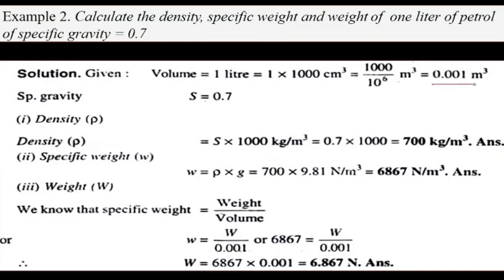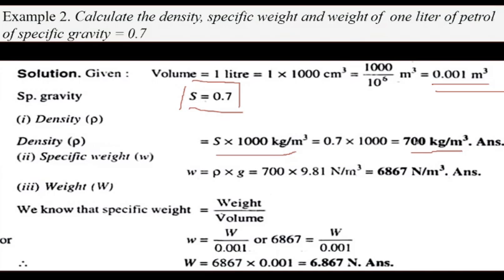So 1 by 1000 meter cube is just a conversion from centimeter cube to meter cube. Okay, so specific gravity is given as 0.7. What we have to find? We have to find density. In the example I have shown how, if specific gravity is given, we find density. We just multiply with the density of water, that is S into 1000 kg per meter cube. What we are getting? 0.7 into 1000, that is 700 kg per meter cube.